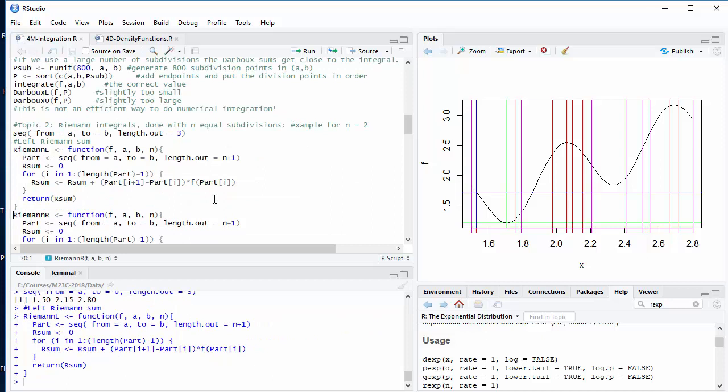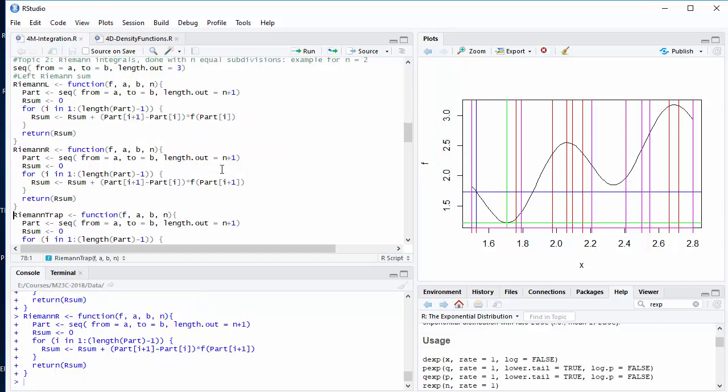To get a left Riemann sum, all I have to do is add up the values where I use the length of the partition times the value of the function at the left endpoint, the ith partition point. For the right Riemann sum, I evaluate at partition sub i plus 1, the right endpoint.